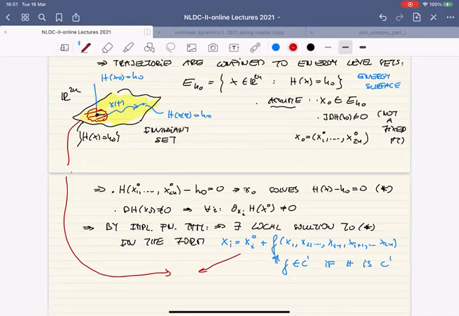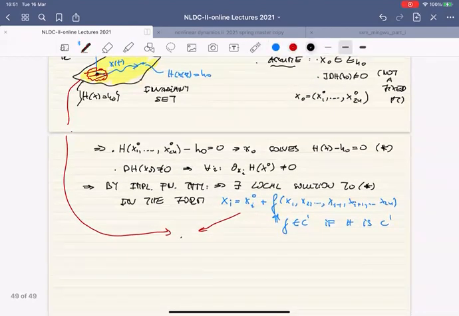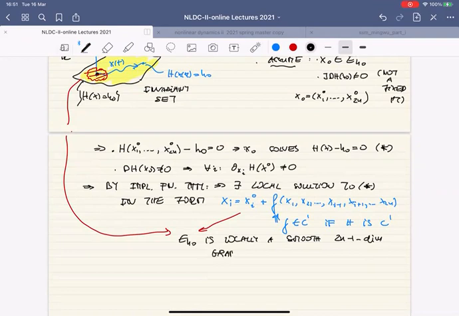So what comes out of this is that EH0 is locally a smooth 2n-1 dimensional graph over these variables, over, I'll just say, the remaining 2n-1 variables.